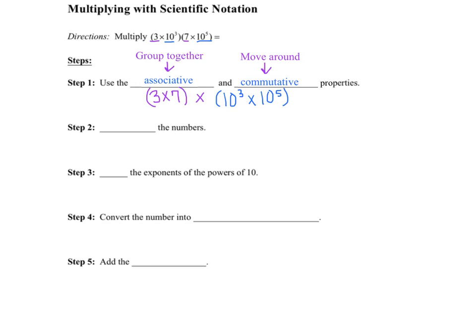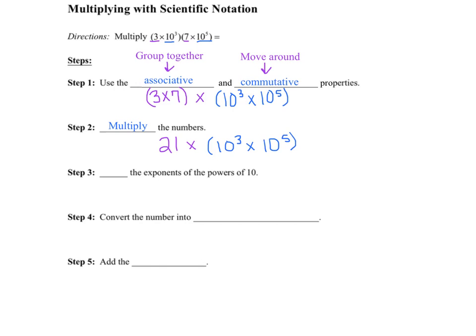Step 2 is you want to multiply your numbers. Our numbers are 3 times 7, and 3 times 7 gives us 21. So we have 21 times our scientific notation, 10 to the third times 10 to the fifth.